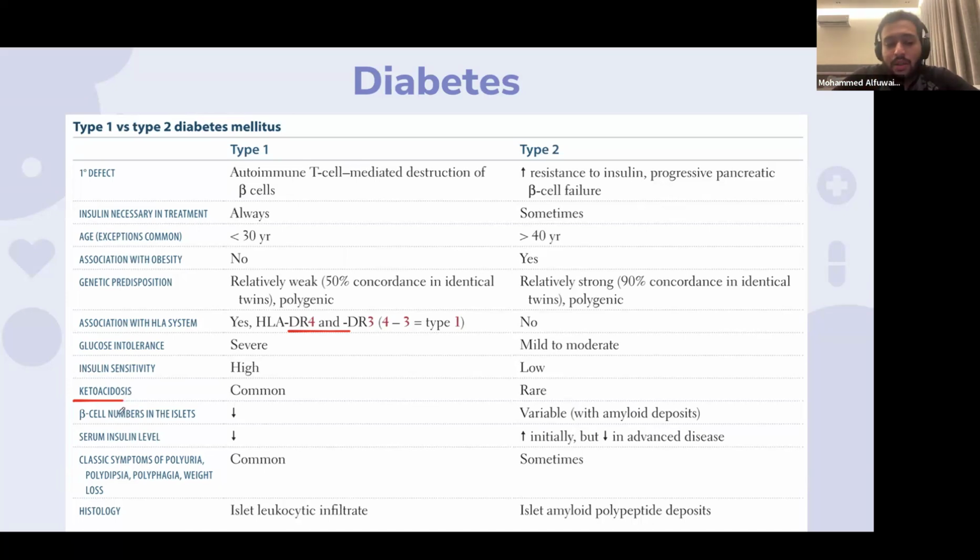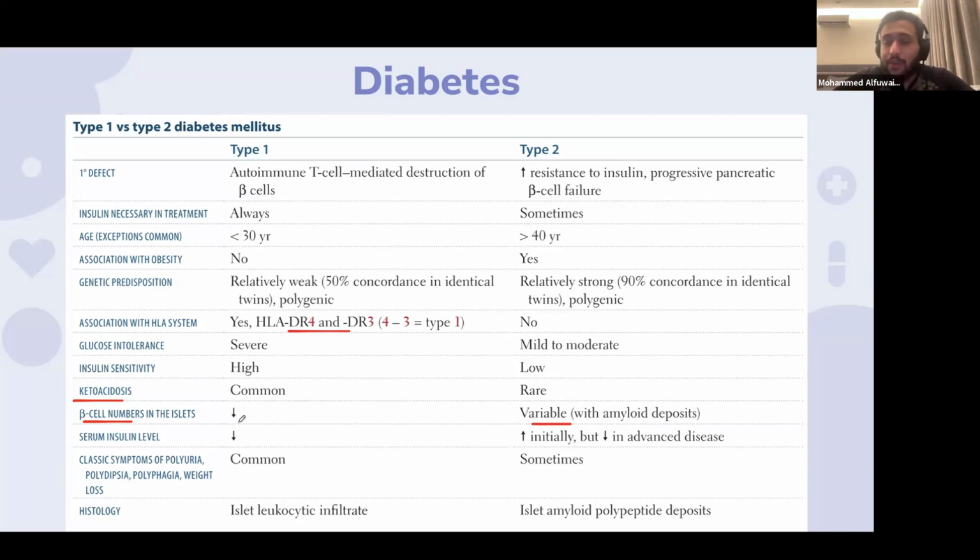As I said, in type 1 diabetes, it is an autoimmune destruction of beta cells. So beta cells will decrease. However, in type 2, it's variable. In the beginning, it will be normal. Slowly over time, it will start to decrease, as the beta cells start to fail and get replaced by amyloid.